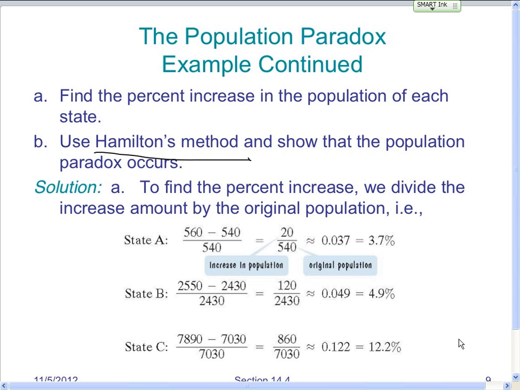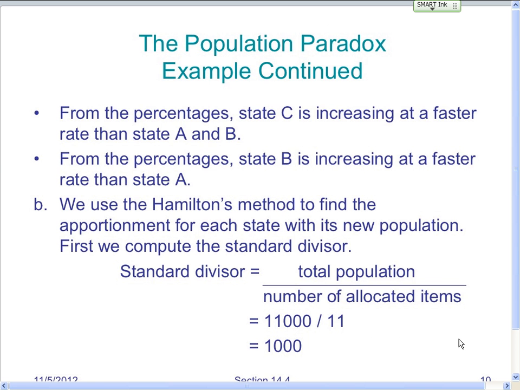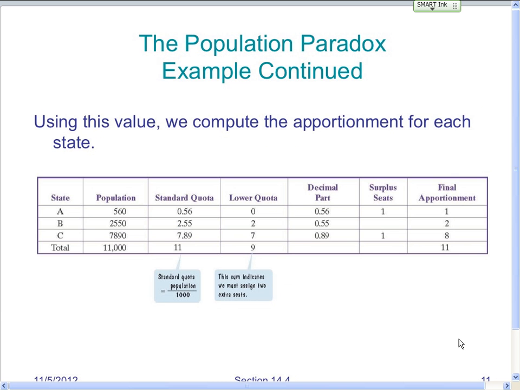Again, we're going to use Hamilton's method. You're going to use it for the initial population, and you're going to do it for the new population. So total population, number of allocated items, standard divisor of 1,000. And the final apportionment right here: State A has 1, State B has 2, and State C has 8. This is the new apportionment with the population of 11,000.